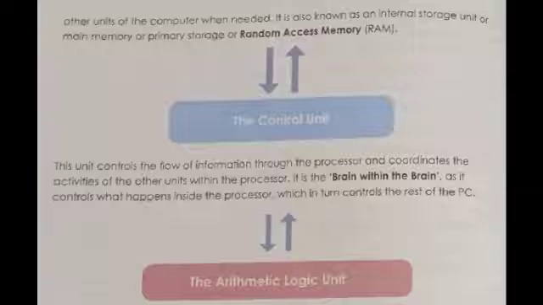Control unit. This unit controls the flow of information through the processor and coordinates the activities of the other units within the processor. It is the brain within the brain, as it controls what happens inside the processor, which in turn controls the rest of the computer.